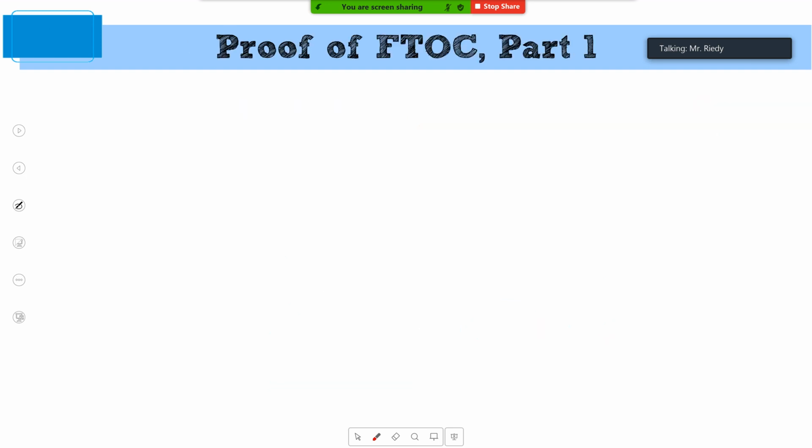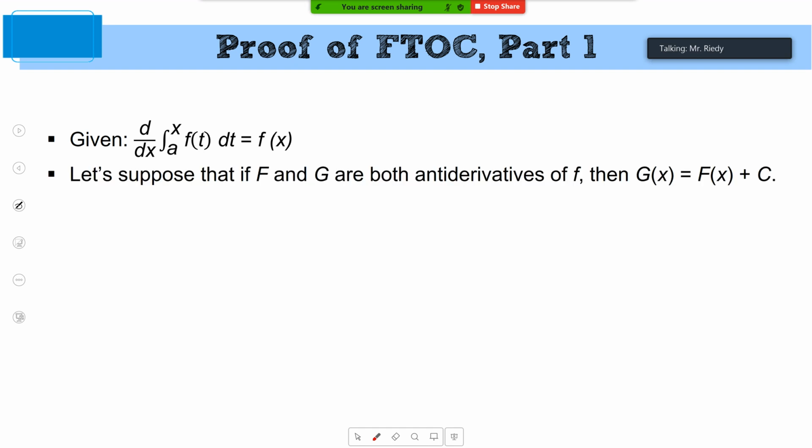Okay, so I'm going to take you through the proof of the first fundamental theorem of calculus, part 1. We start with this concept, which is what we just did. If we take the derivative of an integral from a to x of f of t dt, we get f of x. Okay, so we know that already. Then we take capital F and capital G. If you'll recall, we started using capital letters to represent antiderivatives. So if I have a function lowercase f, its antiderivative is capital F. So we're going to say that F and G are both antiderivatives of the function f. The only difference is that they're separated by some constant.